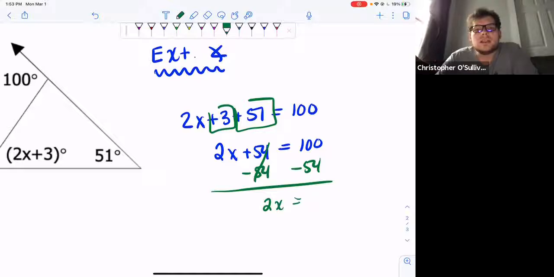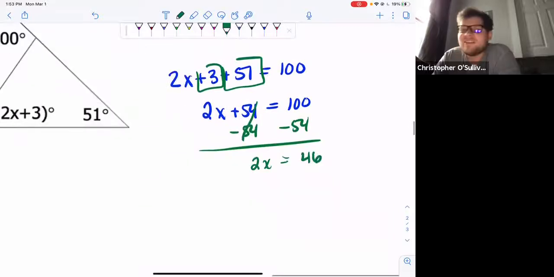40. I have to use a calculator for this one. Let's see. I actually have to think about this one. 100 minus 54. Oh, my calculator's dead. Let's look. Calculator, 100 minus 54, 46. That's what I thought it was. I thought it was 46, but I wasn't sure.